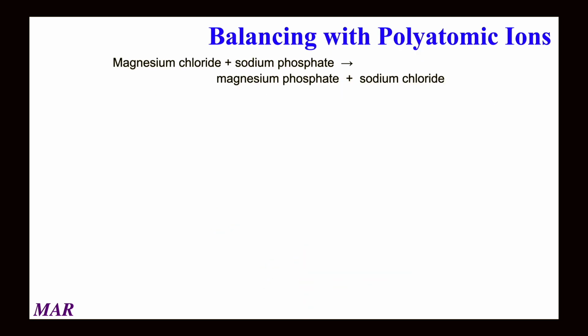Here's another example. This is an example with polyatomic ions. This is magnesium chloride and sodium phosphate, making magnesium phosphate and sodium chloride. Now, notice that phosphate is on both sides, and phosphate is one of the polyatomic ions.